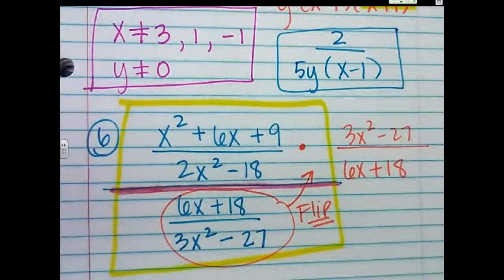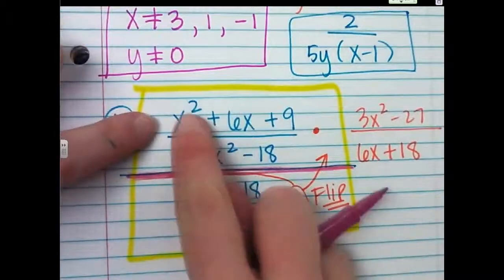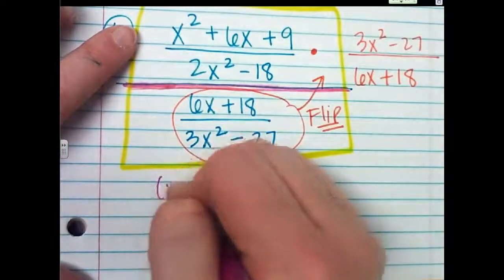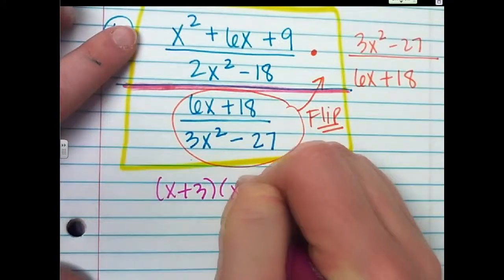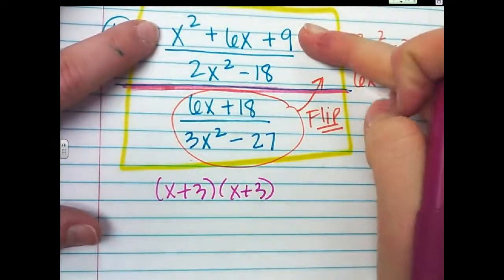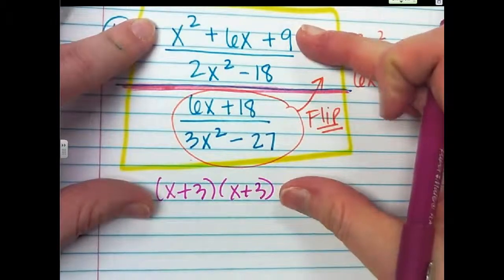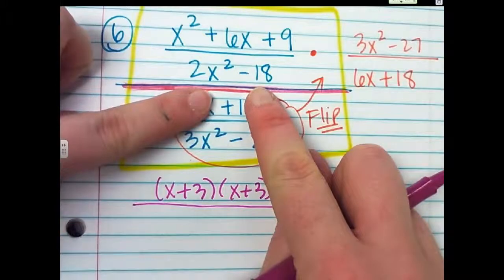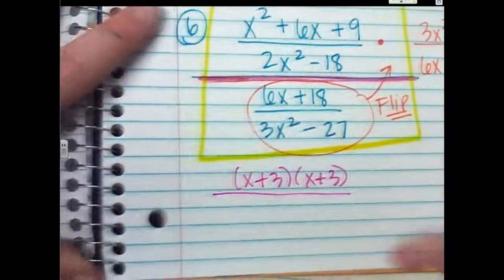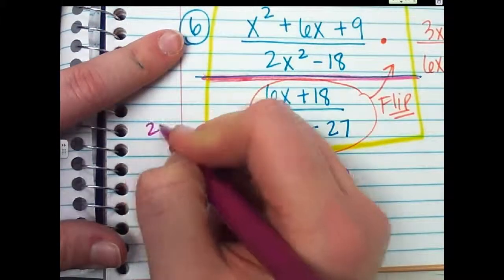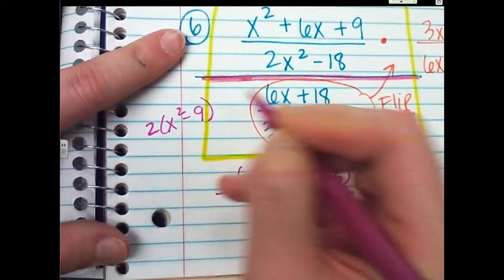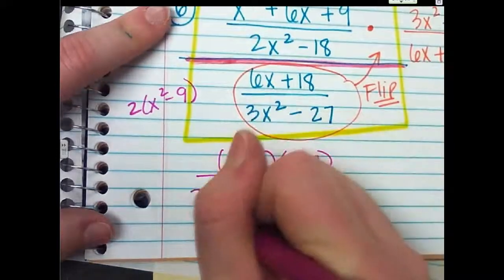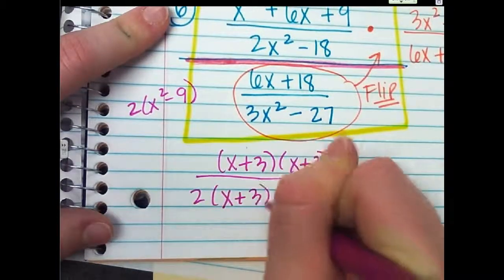Okay, so let's factor. There's a lot of factoring here. What can I factor this top left to be? 3, x plus 3, x plus 3. Okay, so here, x plus 3, x plus 3. Over, what can I take out on the bottom here? A 2. I'm left with x squared minus 9. How does that factor? Yes, so x plus 3, x minus 3.